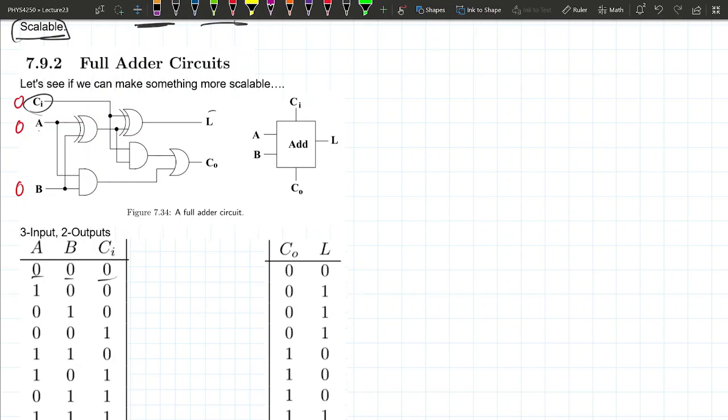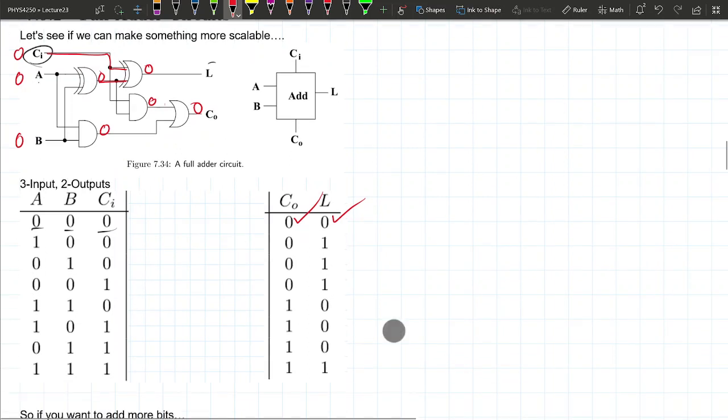So if we put in A and B as 0, this XOR gate should give us 0 here. The AND between 0 and 0 is also 0. And then the XOR from 0 up here and 0 through here is also 0. So that checks out, the sum is correct. And then since everything is 0, the AND between 0 and 0 is also 0, and the XOR between 0 and 0 is also 0, so the carry out is also correct. All right, let's just do one more. We're not going to do all of them.